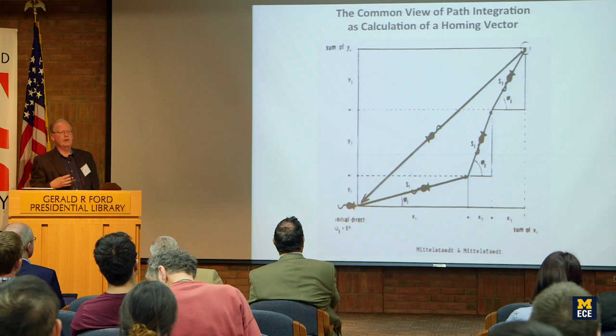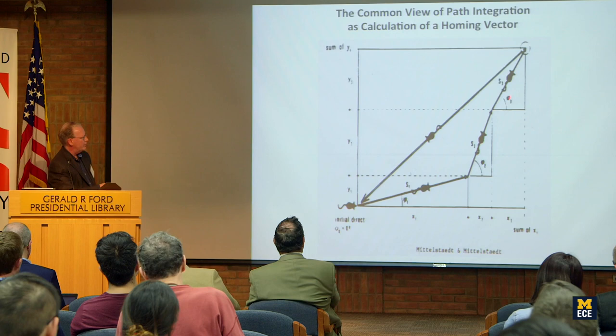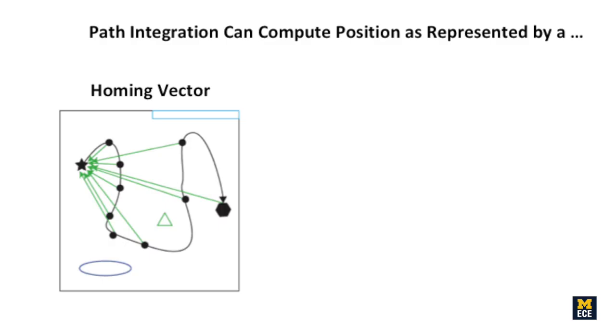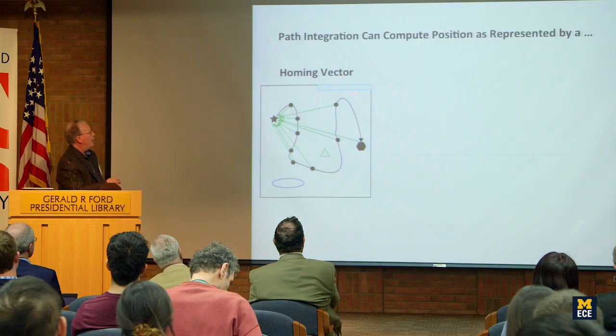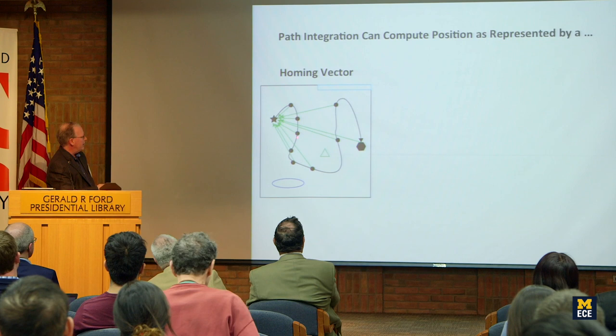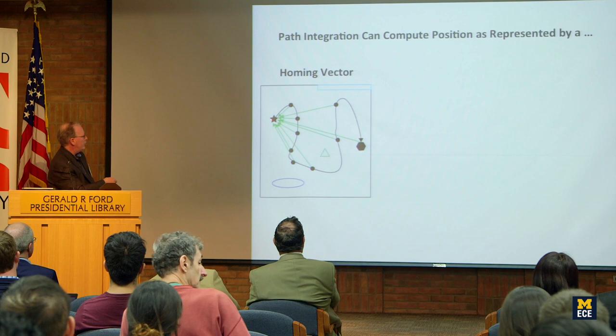Often this is how path integration is studied in the behavioral literature. This is called a behavior called homing. Keep track of where your starting point was and then go back home when you want to. I just want to make the point here, though, that homing and path integration are not the same thing. You can keep track of position by integrating your movement over time, represented by a homing vector. So if this is an animal making this trajectory through a world with different landmarks in it, it can be the case that it's keeping track of its starting point at each location. And just saying, okay, this is where I am relative to my starting point.